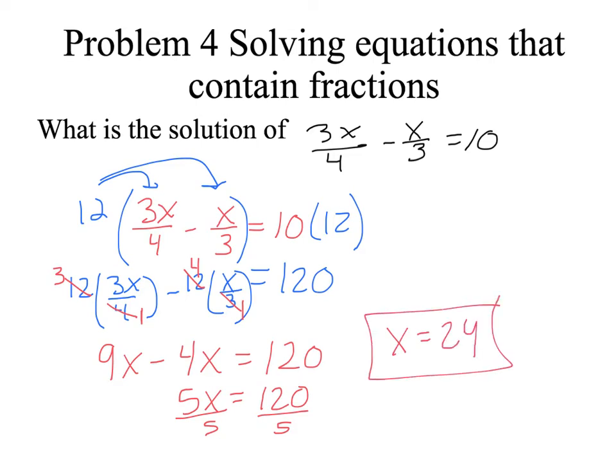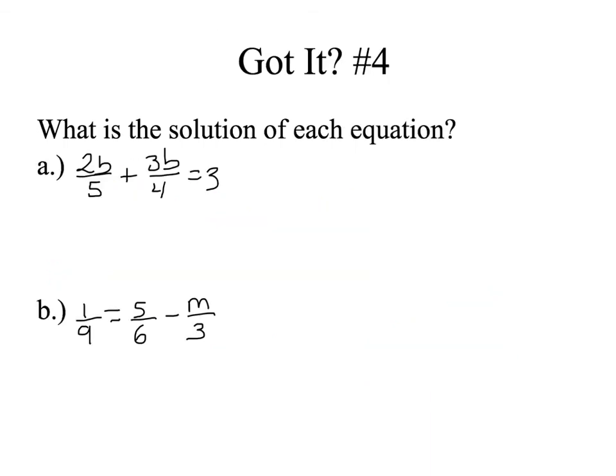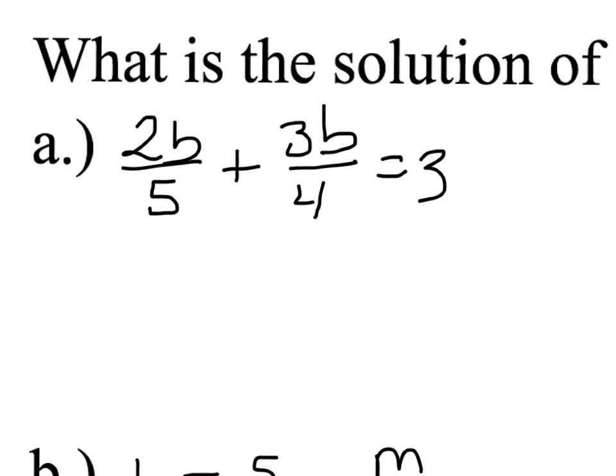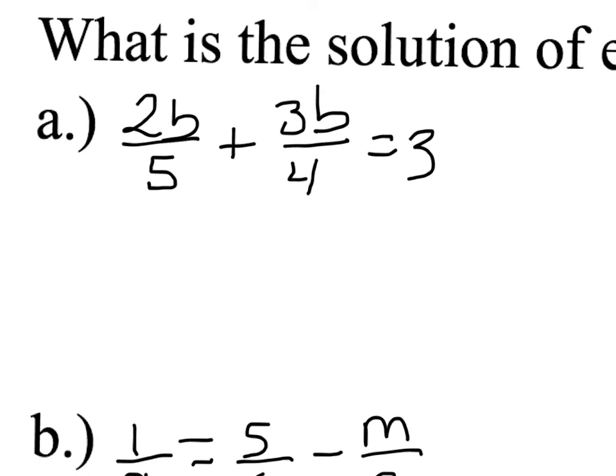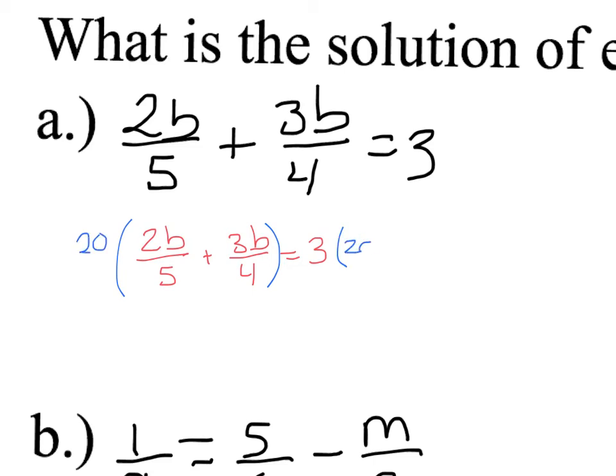Okay, and this is definitely something we'll practice a lot in class, getting rid of these fractions, because this can be pretty tough. Alright, so let's try these Got It number 4s. Again, think about what the common denominator would be. So if I make this one bigger here, if I rewrite this as 2b over 5 plus 3b over 4 equals 3. If I multiply both sides by the least common multiple, which would be 20, I can clear out the fractions. Okay, so 3 times 20 on the right side, that's just going to be 60.